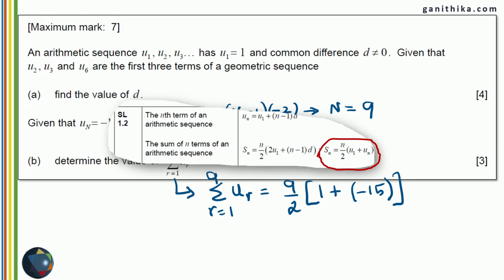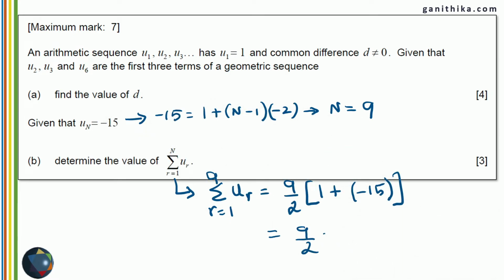You could have used the first formula and you would have got the same answer, but it's slightly lengthier than this formula. So I'm going to use this formula now, and simplifying this, I will get this to be equal to negative 63. The value of sigma 1 to n ur is equal to negative 63, and this is the final answer for this question, which is really simple.